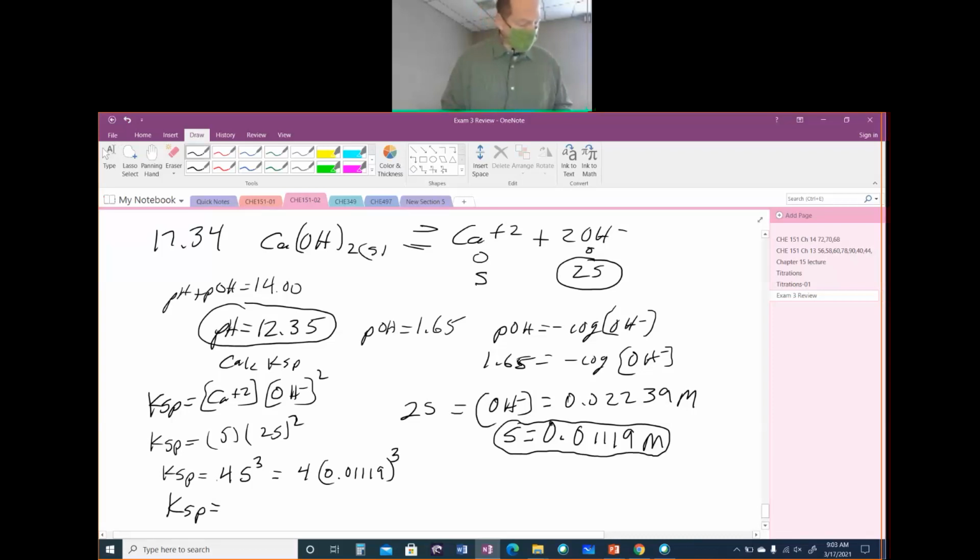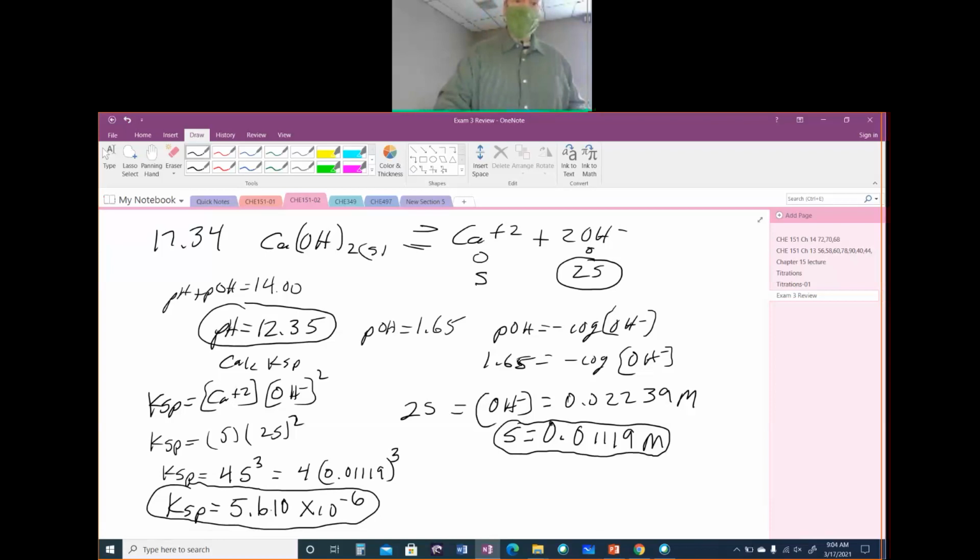And when you do that, you get 5.60 times 10 to the minus 6. As long as you have 2, 3, or 4 sig figs here, you will not have any sig fig points taken off.